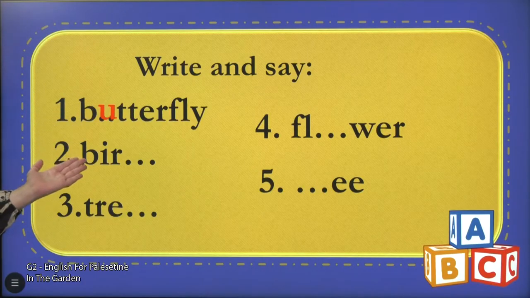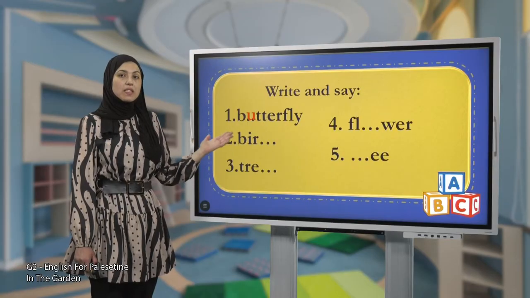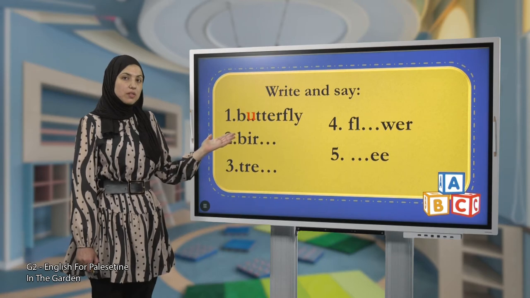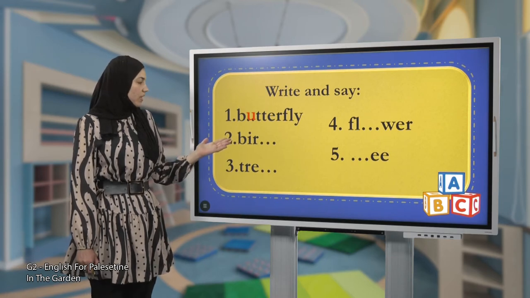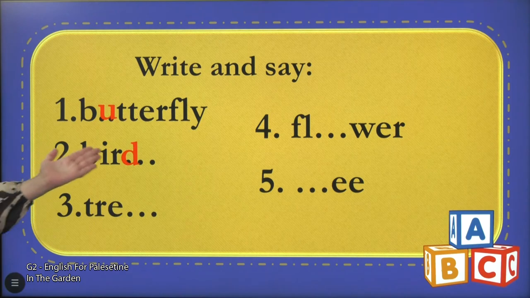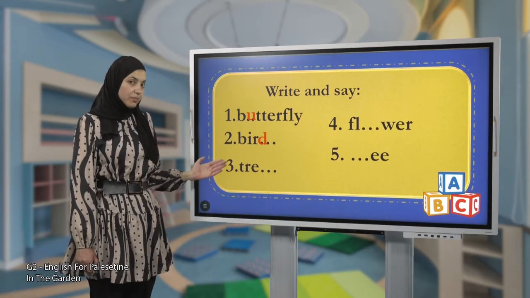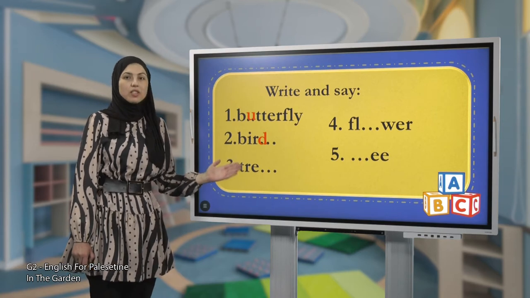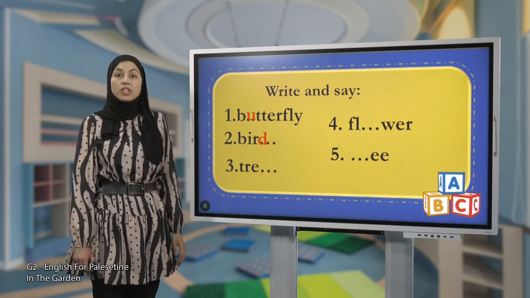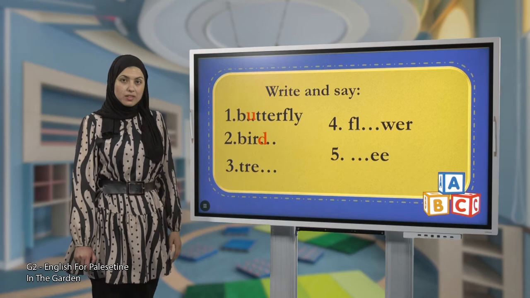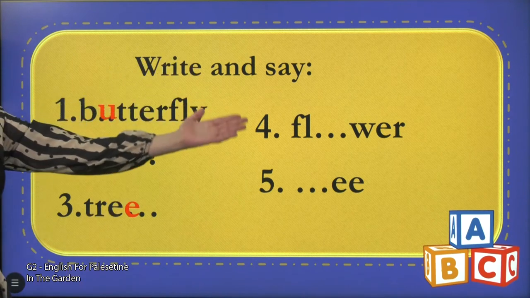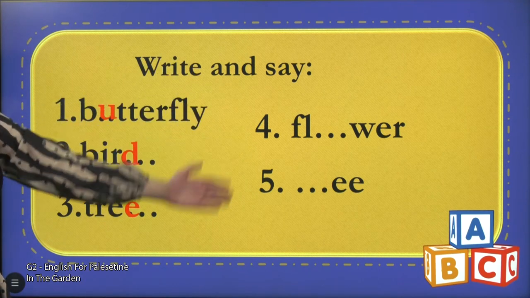Two. Bird. What is the missing letter here? Yes, bird. Yeah, D. Bird. Three. Tree. What is the missing letter here? Yes, tree. Let's see the answer together. E. Yes, tree. Four, flower.